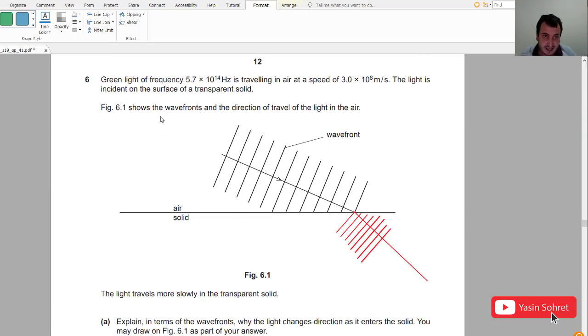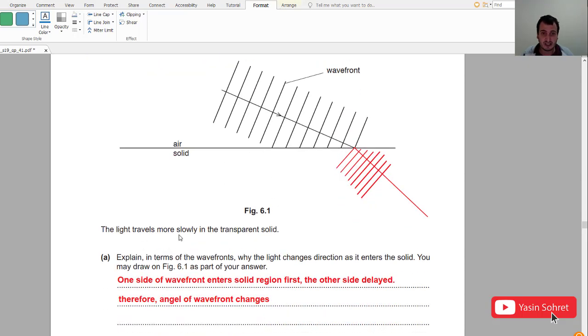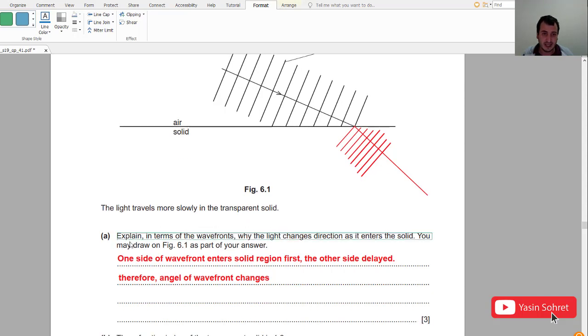For question 6, green light of frequency 5.7 times 10 to the power 14 hertz is traveling in air at a speed of 3 times 10 to the power 8 meters per second. The light is incident on the surface of a transparent solid. Figure 6.1 shows the wavefronts from air to solid. The light travels more slowly in the transparent solid. Explain in terms of wavefronts why the light changes direction as it enters the solid. You may draw on figure 6.1 as part of your answer.